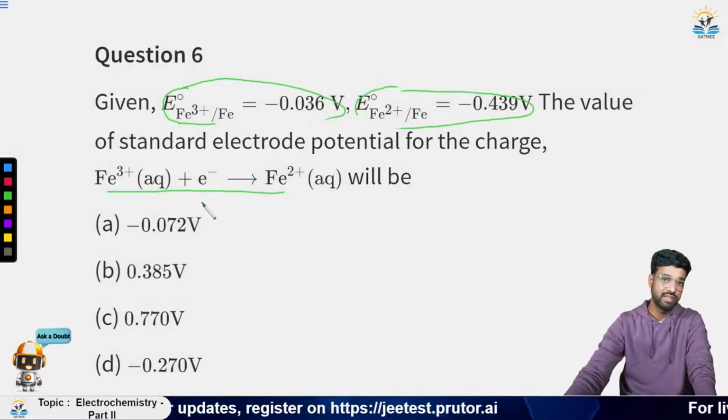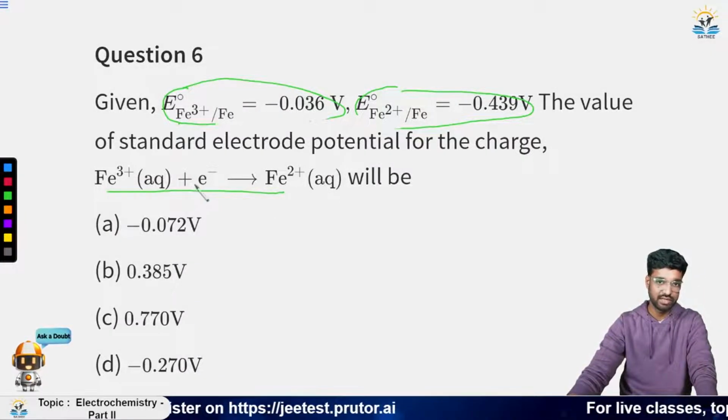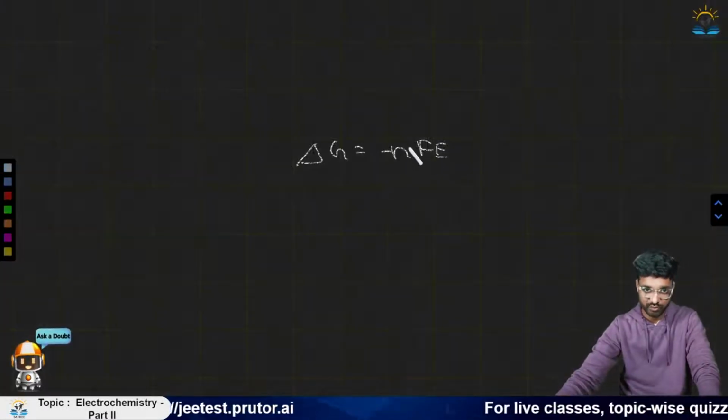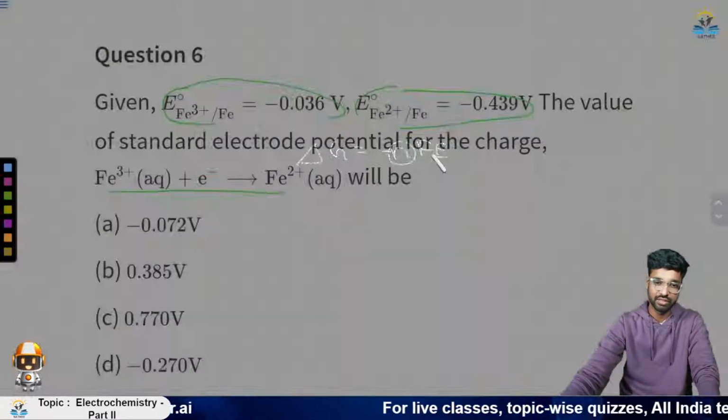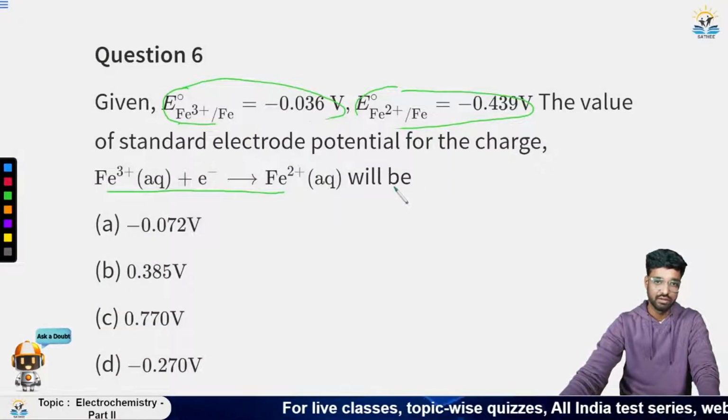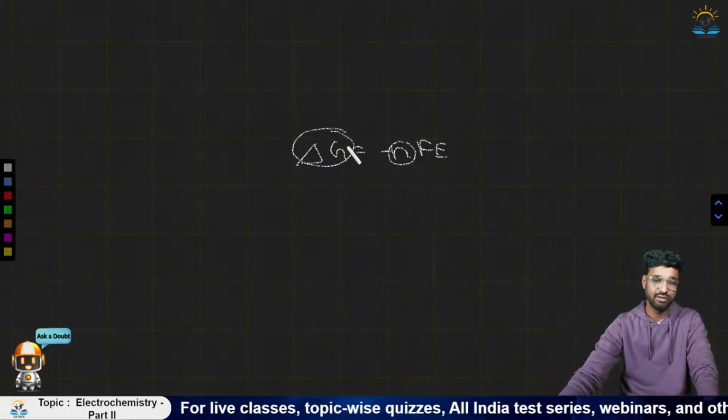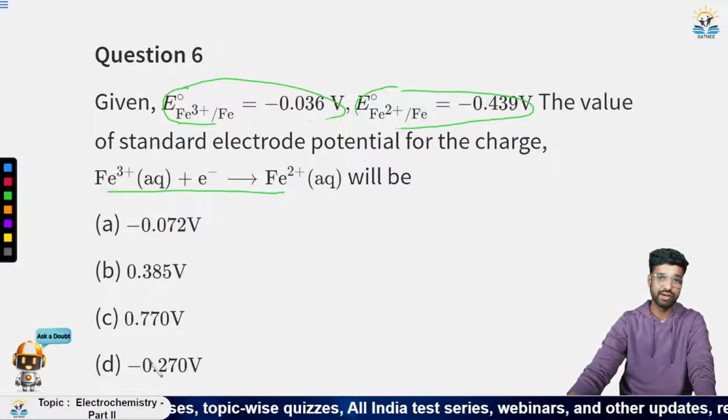Now note here that for this reaction the number of electrons involved is 1. So we will put n value as 1, then F, then E you will find, because you know the delta G value from the previous calculation. So in this way you can find the answer to it.